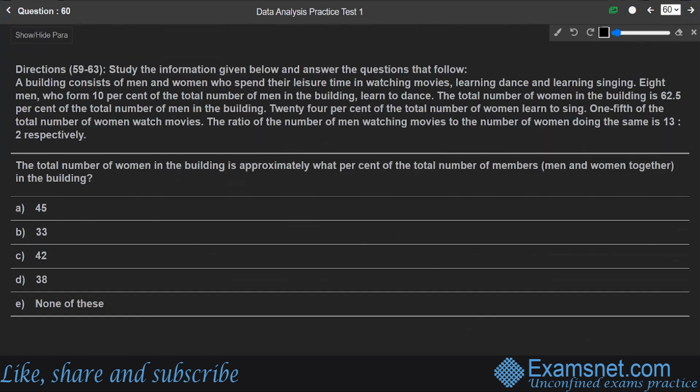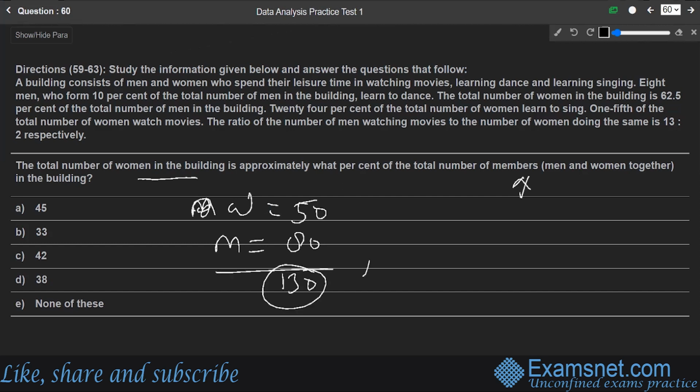Now, in the same series, the next question says the total number of women in the building is approximately what percent of the total number of members, men and women together. So as per the table, the total number of women present was 50. And how many total men were there? There were 80 men. So the total number of men and women together will be 80 plus 50, 130 total people.